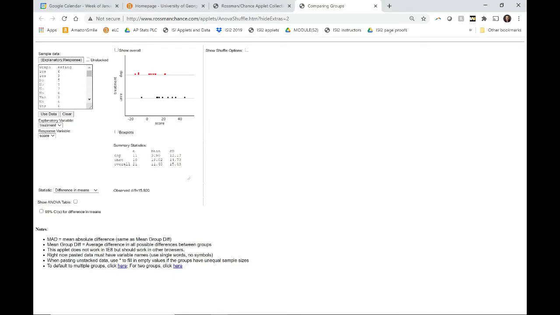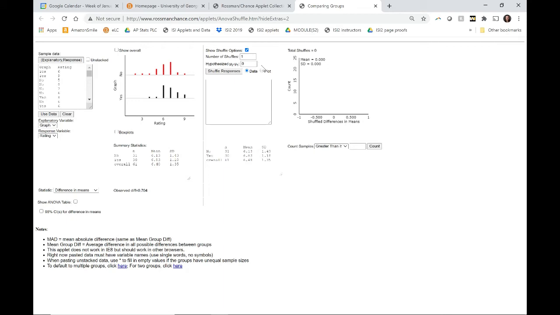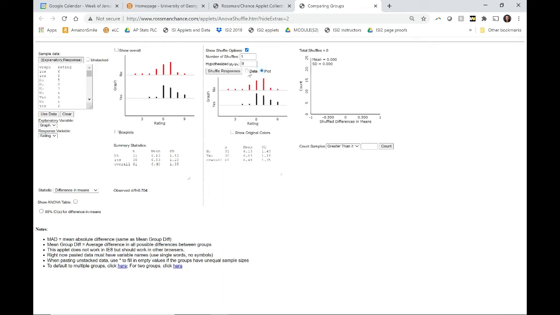Notice it says graph yes or no. That's a little bit different than the way I had it before. And I'm going to click use data, and I can tell that everything went in correctly because I've got my means and standard deviations there. It's also calculated the difference in the means for me. So now I'm going over here to the shuffle options. I like to do it in plot so I can see what's happening.